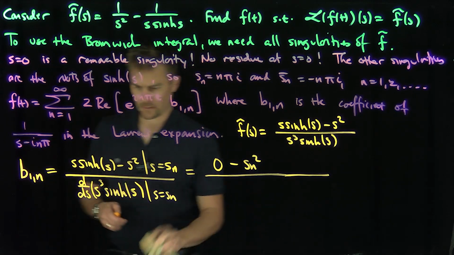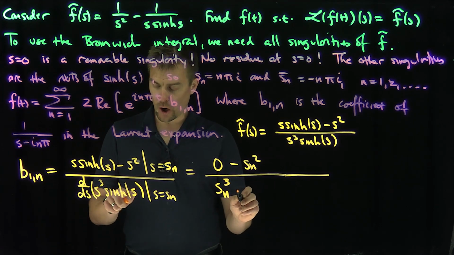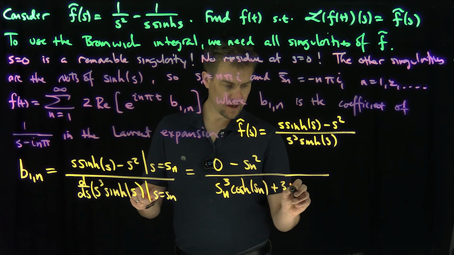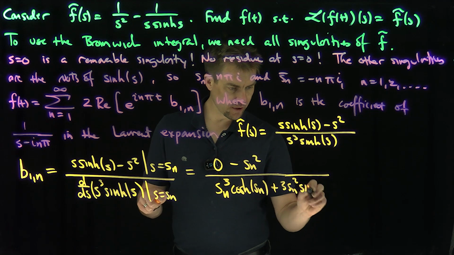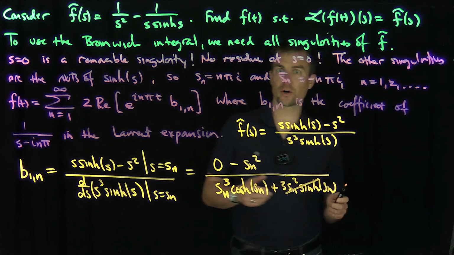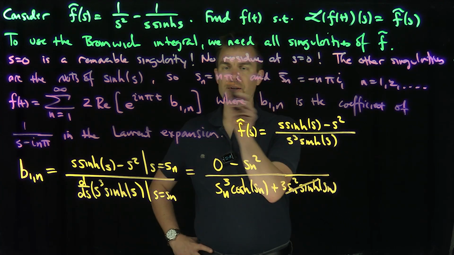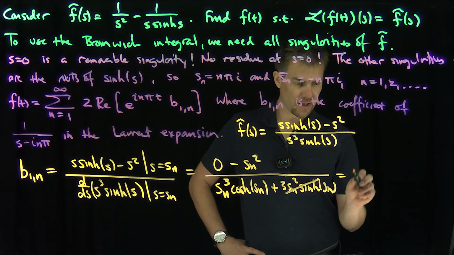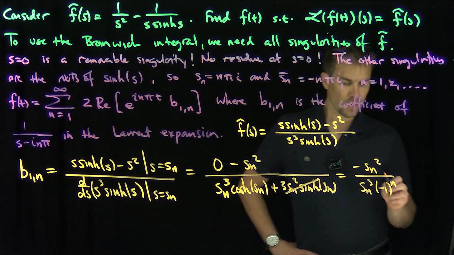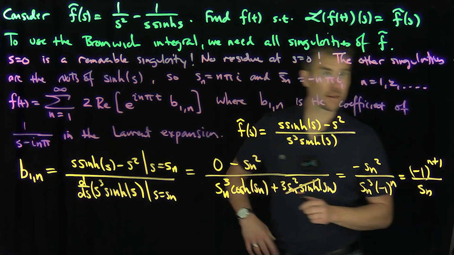So what's going to happen over here? So we're going to have S cubed, Sn cubed, times the cosh of Sn, and then plus 3 Sn squared sinh of Sn, but those are going to be gone, right? The sinh of Sn are 0. Now what's the cosh of Sn? Well, the cosh of Sn is the cosine of Sn, and the cosine of these things is going to be -1 to the n, right? So this is going to be negative Sn squared over Sn cubed times -1 to the n. So that's going to give me a -1 to the n plus 1 over Sn, like that.